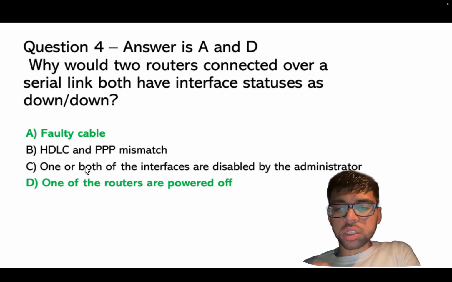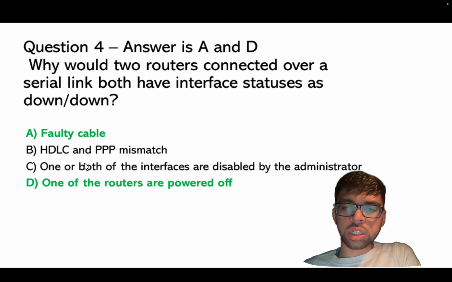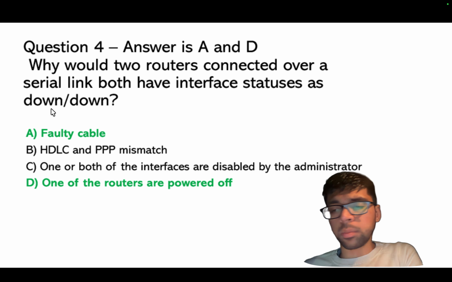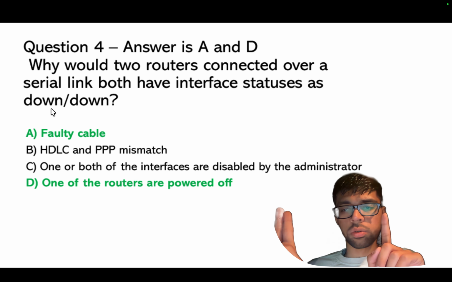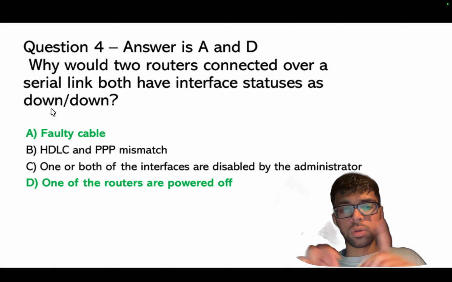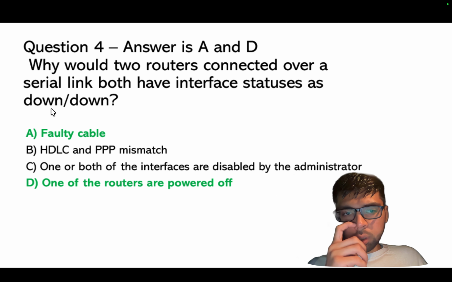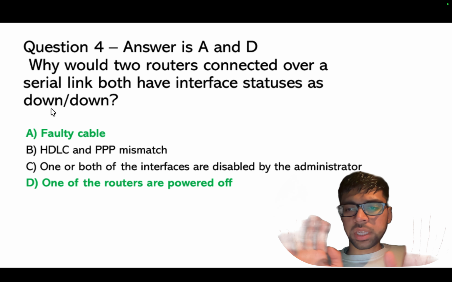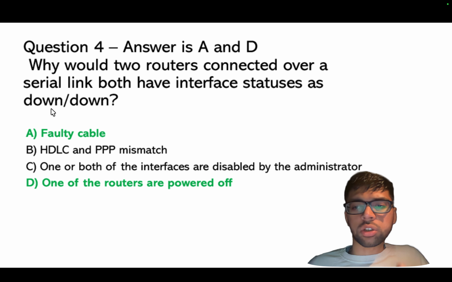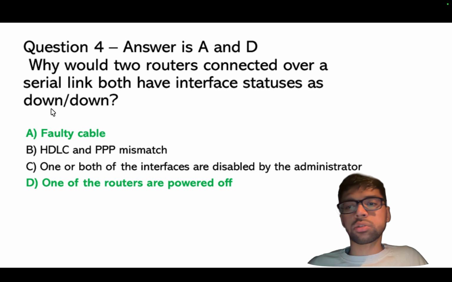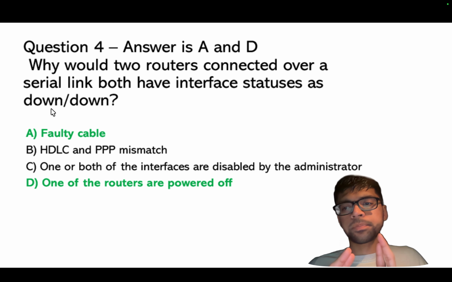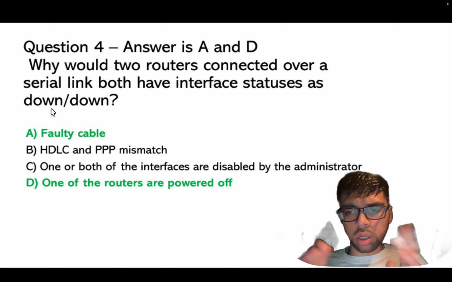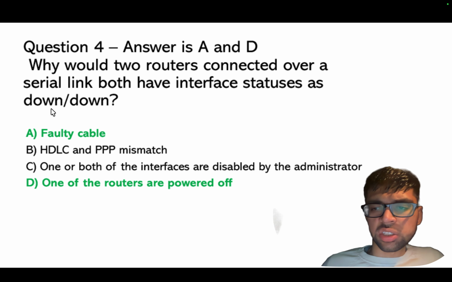Okay, so there's a faulty cable. That's something that would cause the line status to be down, and then automatically the protocol is going to be down. Because like I said, if you don't have layer 1, you've not got layer 2. You need to have layer 1 to have layer 2. If one of the routers is powered off on that serial link, then definitely that's a layer 1 issue, and that's going to cause the line status to be down, and then the protocol status would also go down. So those are the two clear answers for this interface status of down.